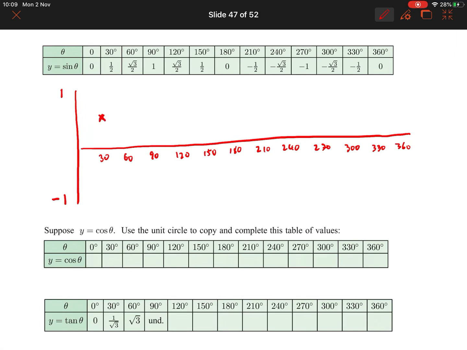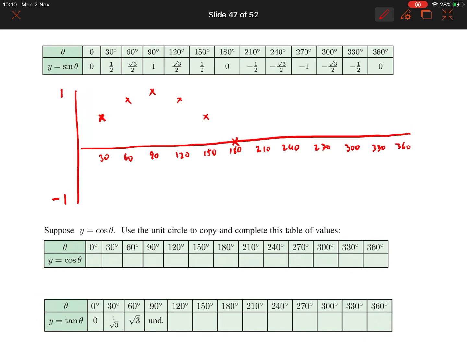Now, what's sine 30? Sine 30 is a half. So if theta is 30, y is a half. What about 60? That's root 3 over 2. Using a calculator, root 3 divided by 2 is about 0.866, so maybe somewhere like here. Sine of 90 is 1, and sine 120 is the same as sine 60.